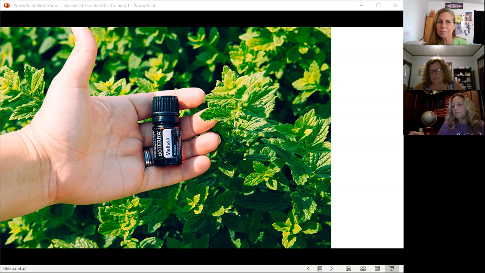And then I decided to play with it. So I put some on my hand, and I could tell it was clary sage, and I could tell right away that it was greasy feeling.